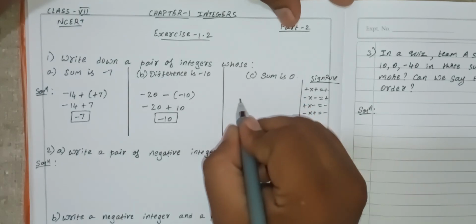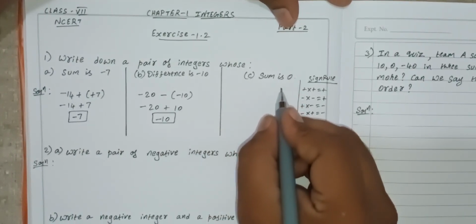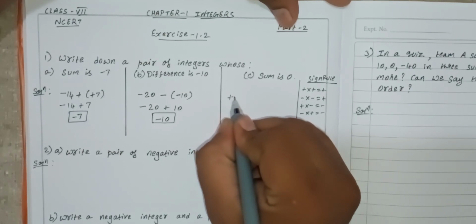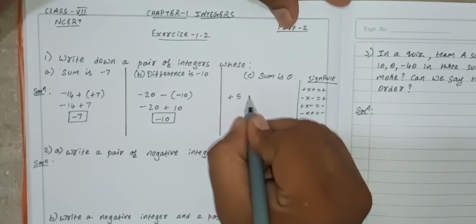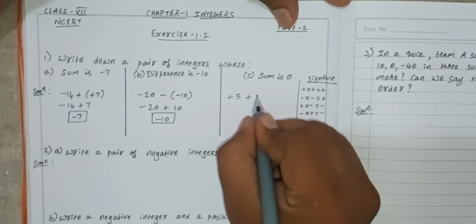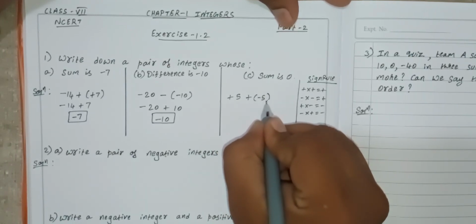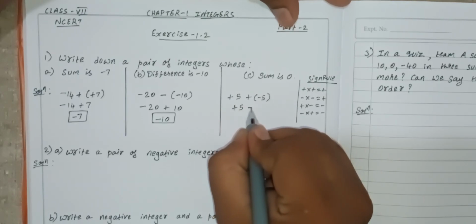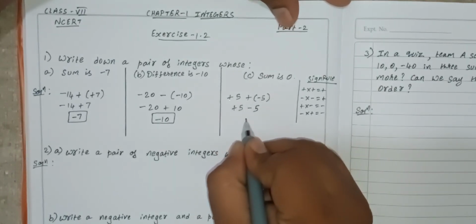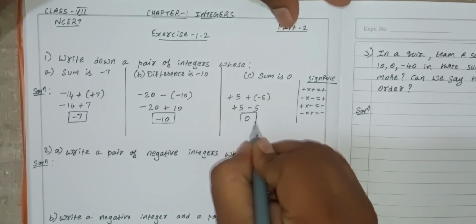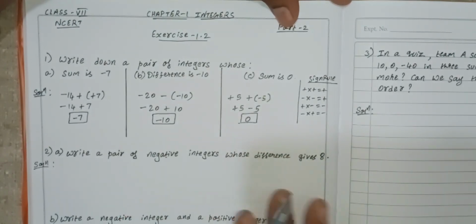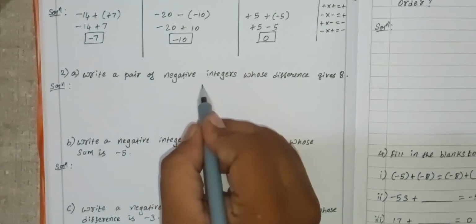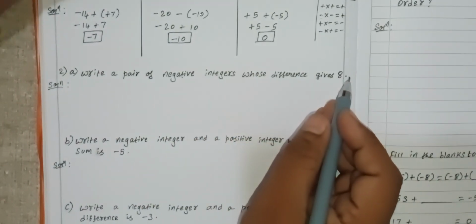Next, the third one, the sum is 0. So the sum is 0, that means again addition, two values. You can take any integer, children. I am taking just any value, that is minus 5 plus 5, again plus into minus. Minus 5 plus 5 becomes 0.